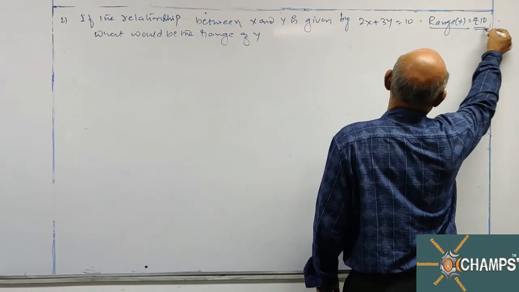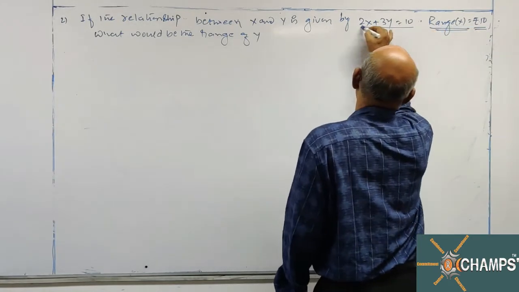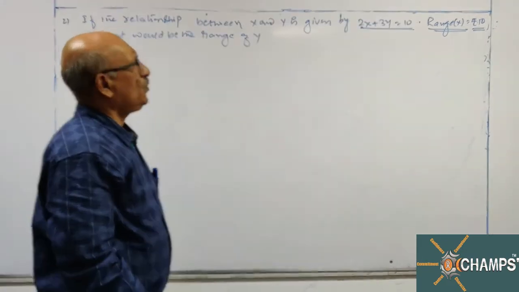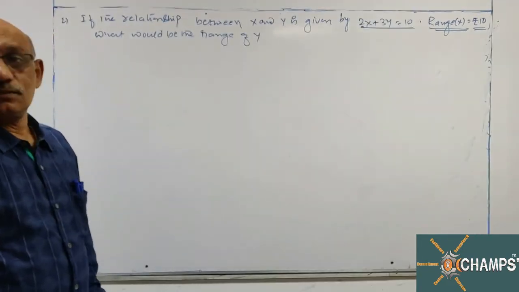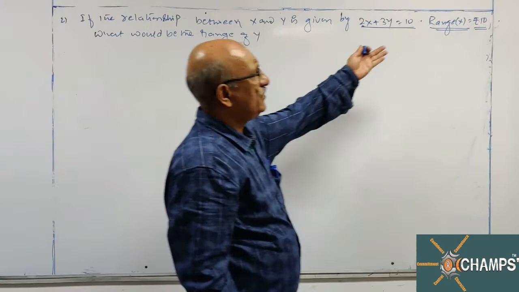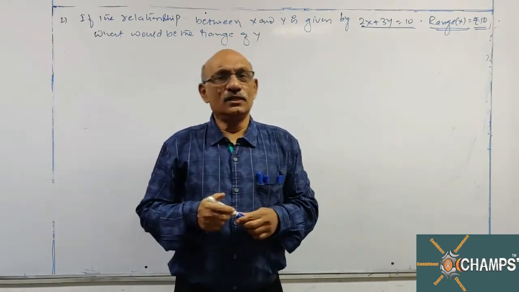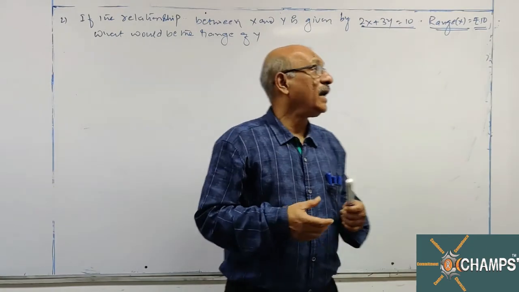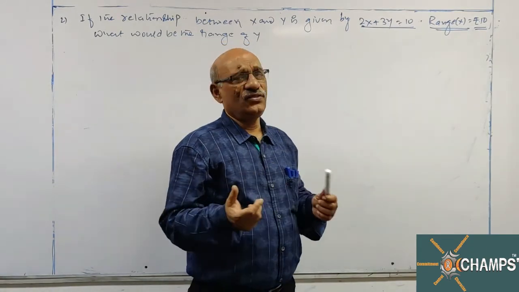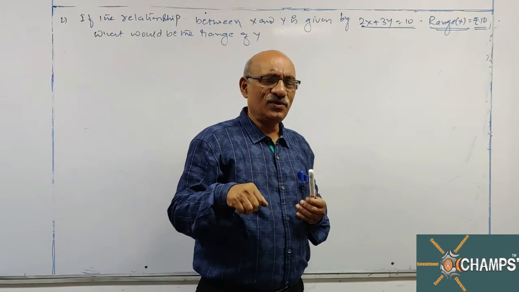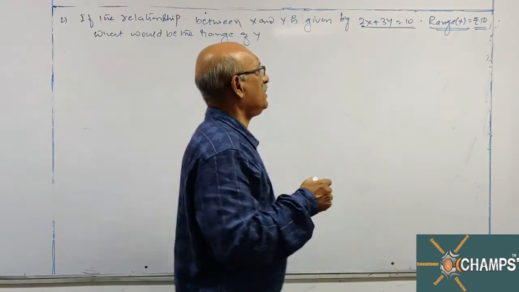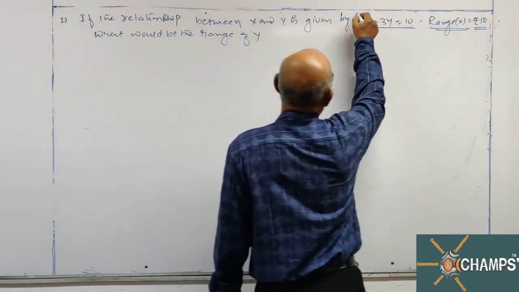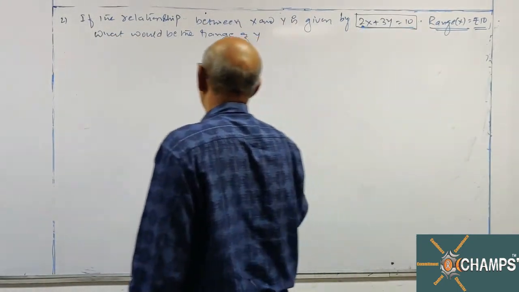Now look at the data given to you. A line equation is given: 2x plus 3y is equal to 10. The value of the range of variable x is 10. So the x variable is the independent variable. What will I do? I will put the given equation in standard form.